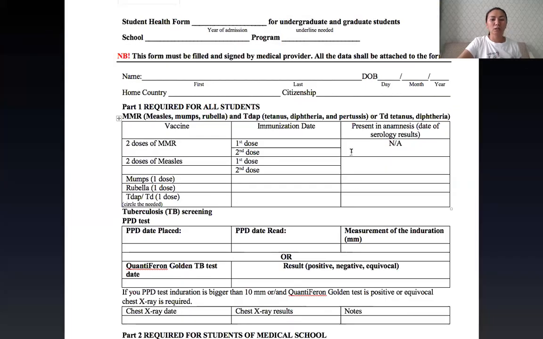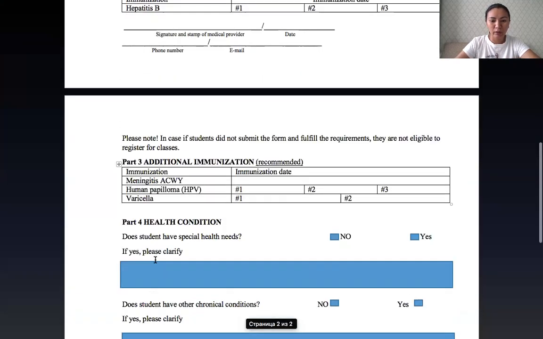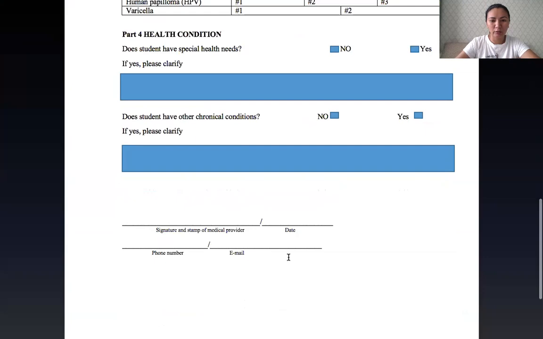Okay. So first of all, this form must be filled and signed by a medical provider, and it is very important and essential that the provider gives us his or her contact at the end of the form, right over here and over here, okay?